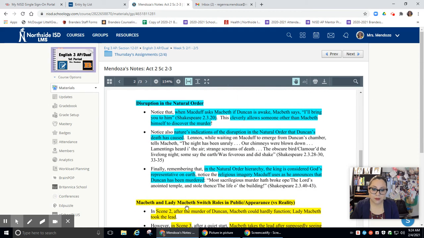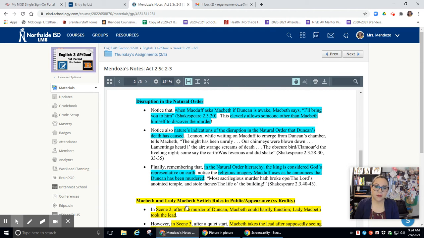So at this point, when we meet Macduff and Lennox, they are talking about how the night was rough and how the natural order has been disrupted. Chimneys have been blown off. The air was strange. They could hear these screams of death. There were different birds that were not following their normal behavior. And so they're setting all of this up to show that there is a disruption in the natural order.